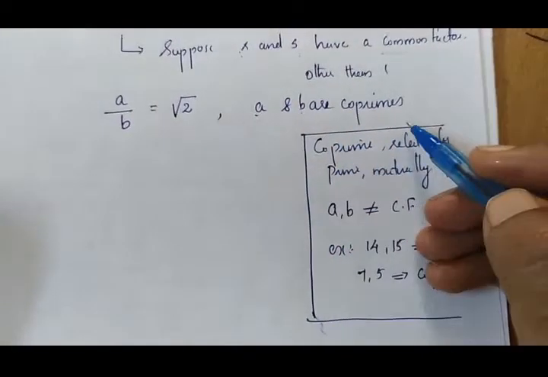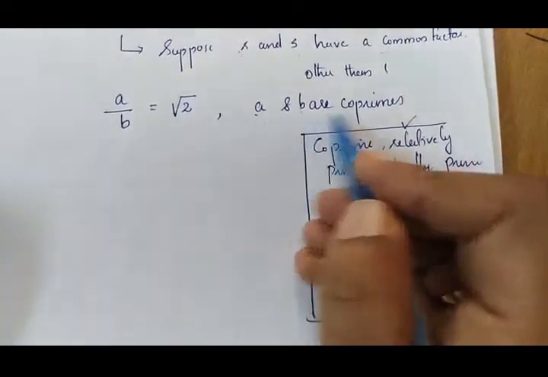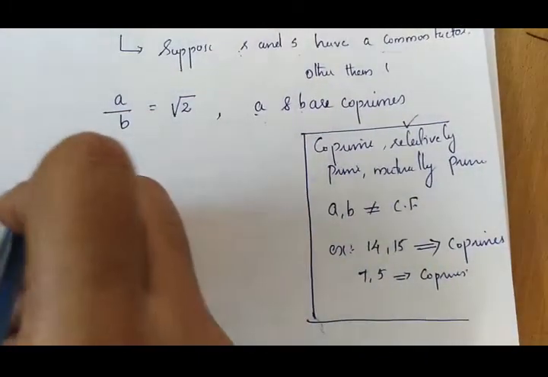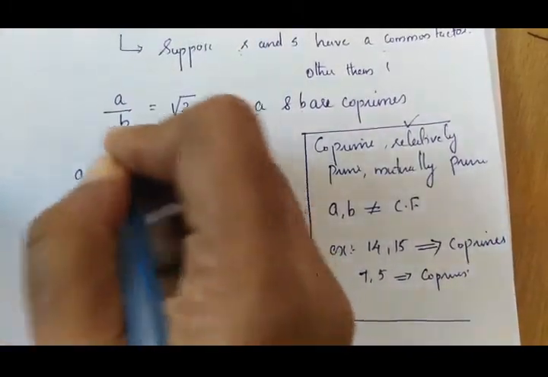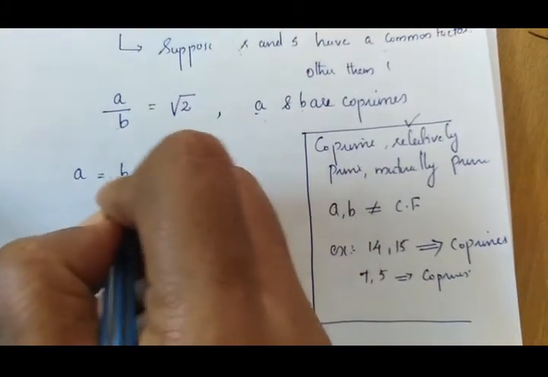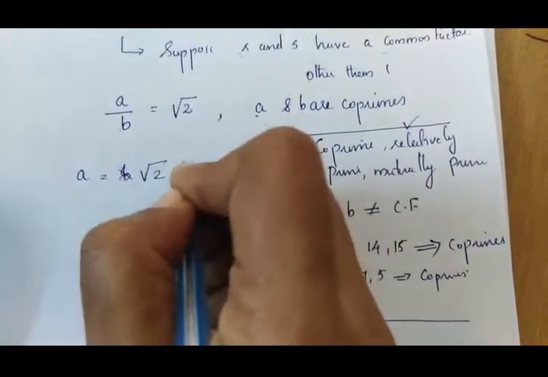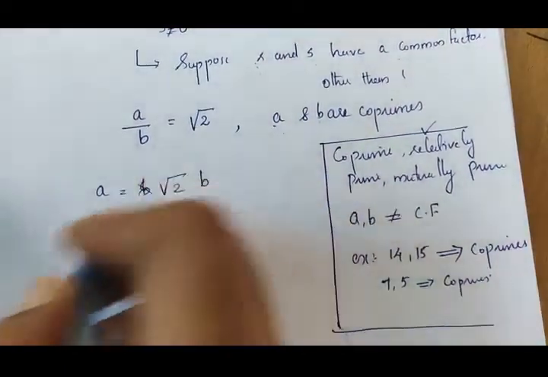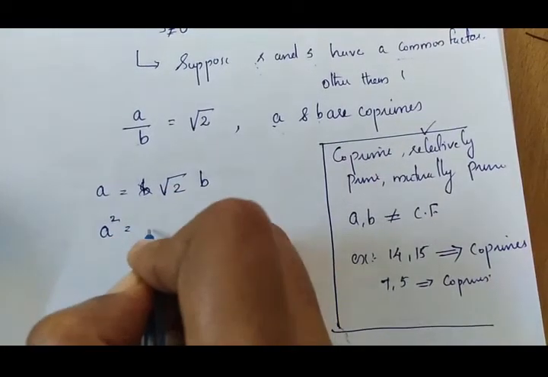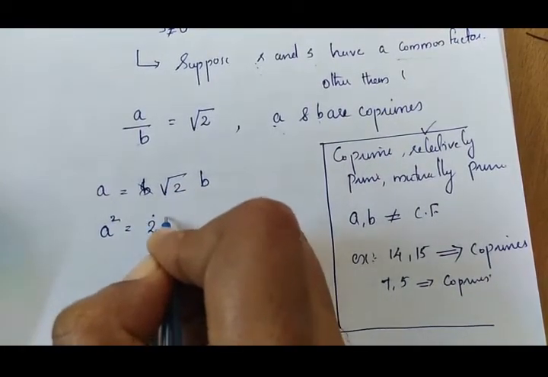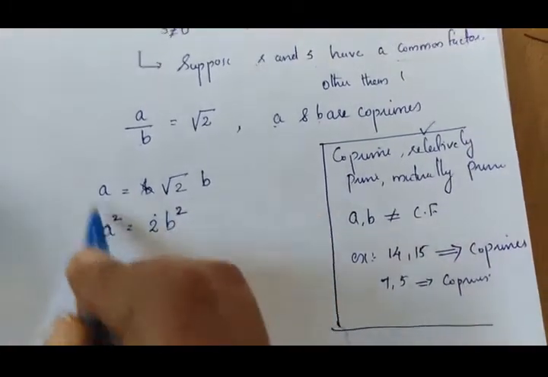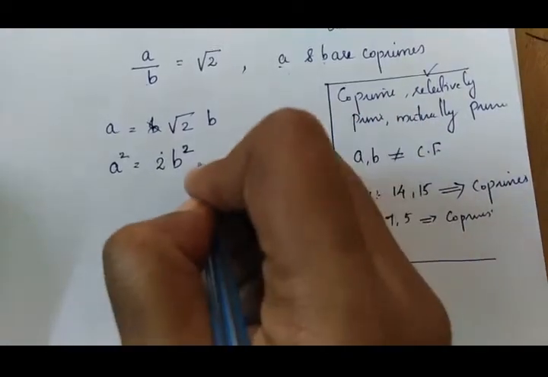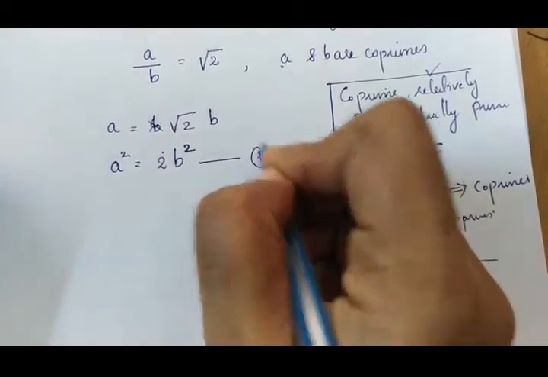Next, here we studied what a co-prime is. A and B are co-primes. That is, they don't have any common factors. We can rewrite the equation, cross multiplying it, as A is equal to root 2 B. We are taking the square. A square is equal to 2 B square. A square, root 2 square, B square. Take this as the first equation.